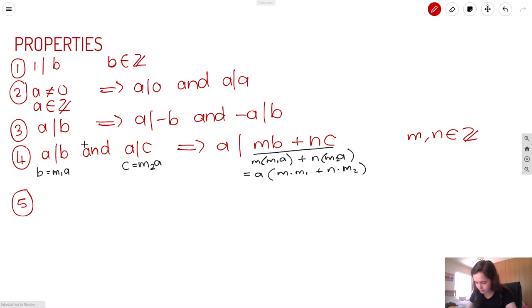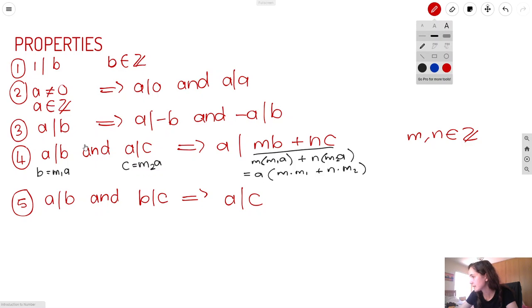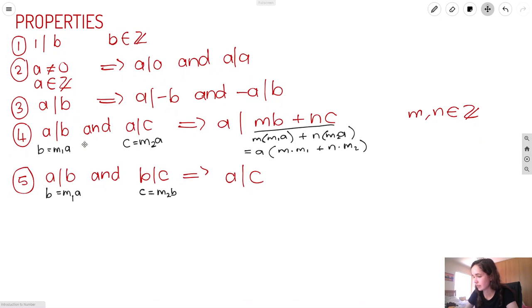Okay, fifth property says that if a divides b and b divides c, then this implies that a will divide c. Once again, you can do it similarly as the fourth one. You can rewrite b as being m1a, and c is equal to m2b. And then we can apply that to that, and we will see that a will be a factor of c.